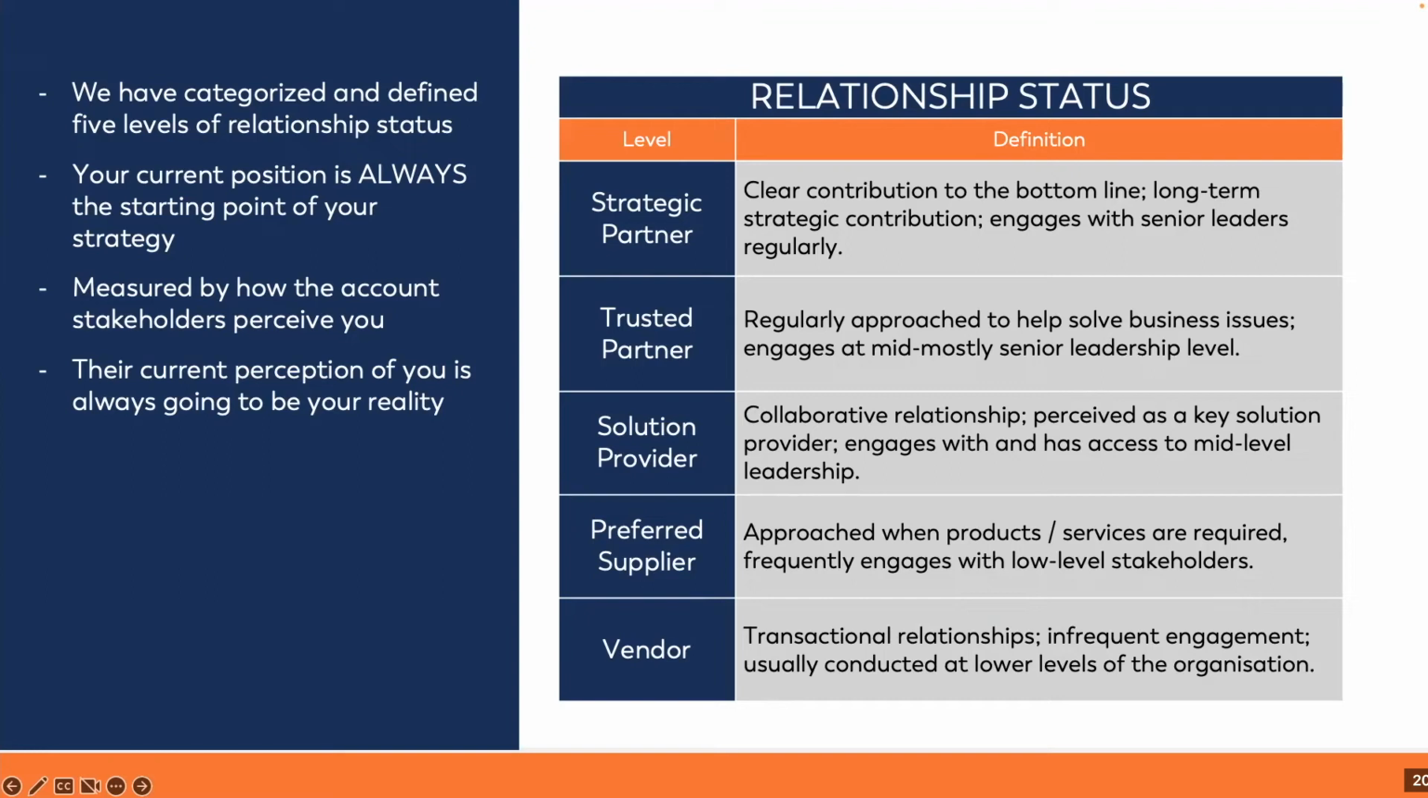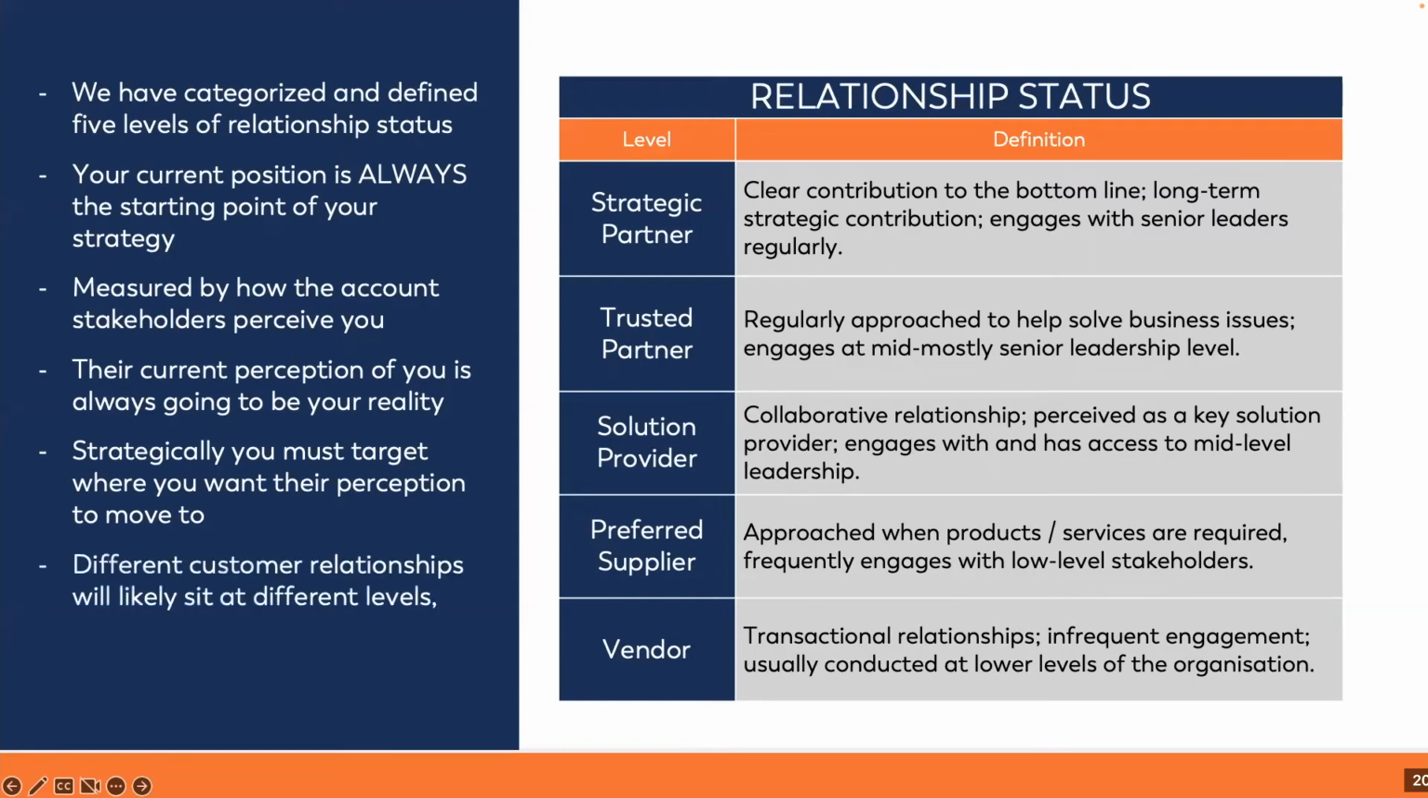So their current perception is our reality. Strategically, what we want to do is target where you want their perception to move to. And there's a system that sits behind that, and that system is all part of the strategy. And so that's the key, right? Is figuring out where you currently are, and then asking yourself the question: how much do you really want to influence or have an influence over how they see us and influence this particular shift?